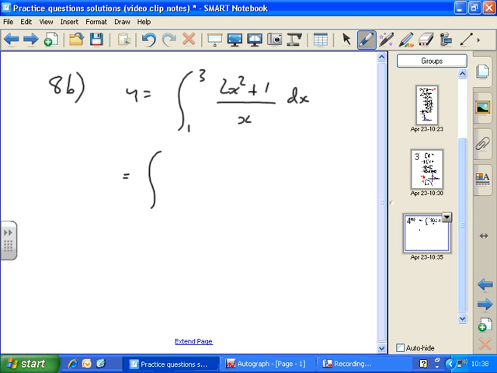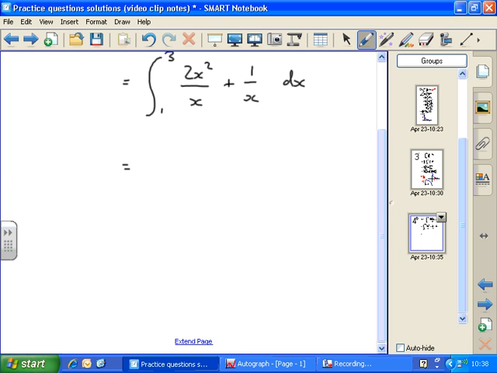So this equals the integral between 1 and 3. Well, if I split this into two fractions, 2x squared over x plus 1 over x, and integrate each of those terms separately, then that's the way forward. And we can see if we do that, the 2x squared over x simplifies to 2x plus 1 over x dx.